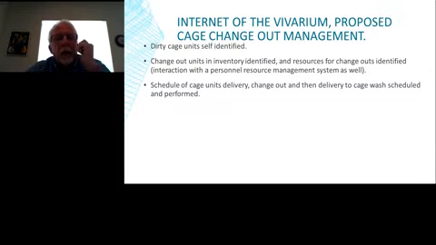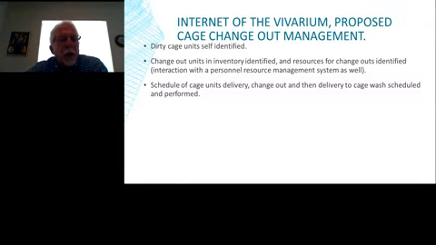So if we talk about the Internet of the Vivarium, one of the things that I wanted to propose was looking at the very basics and the very baby steps, and starting with cage change out management. How would that work? We could start looking at dirty cage units self-identified, then cage out units and inventory identified, and resources for those cage outs identified. Initiation with a personal resource management system to go ahead and allow personnel there for the cage change outs, and then schedule of the cage unit delivery, change out, and then delivery to cage-wise schedule and perform.